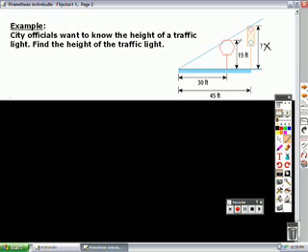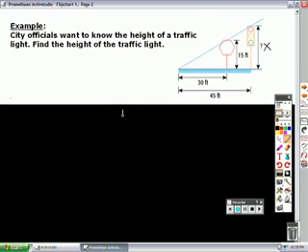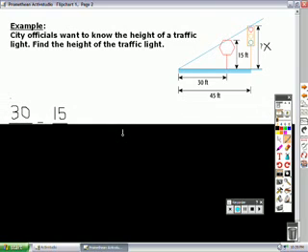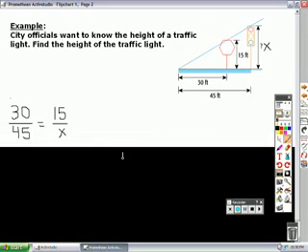The height is proportional with the height, and the length is proportional with the length. When we set up this proportion, we place corresponding parts together. 30 corresponds to 45, 15 corresponds to X. Those two ratios are set equal to each other so that I can solve this proportion.